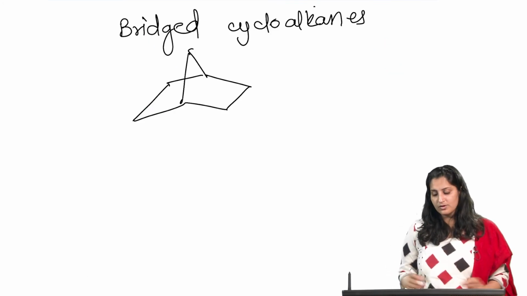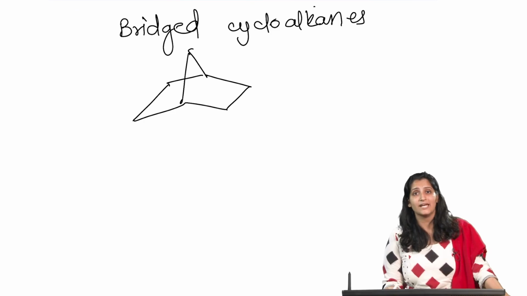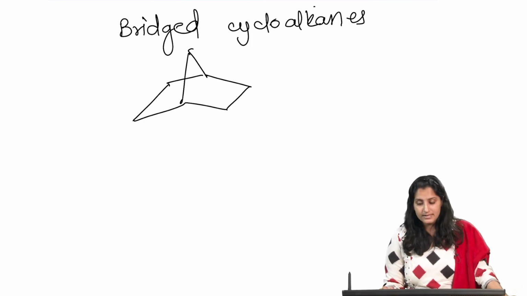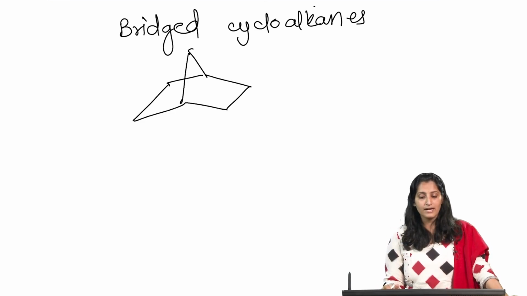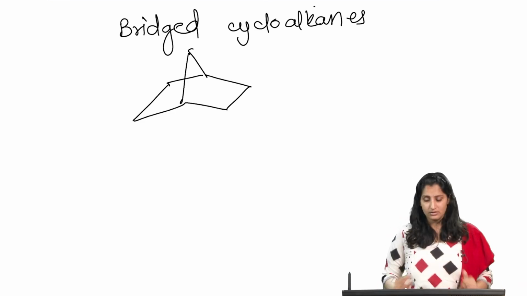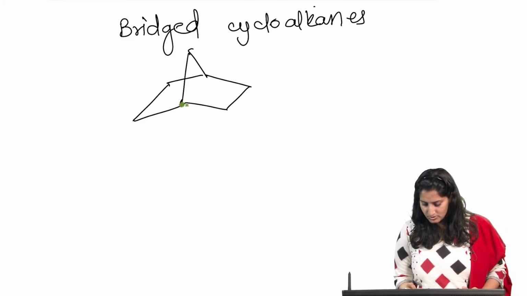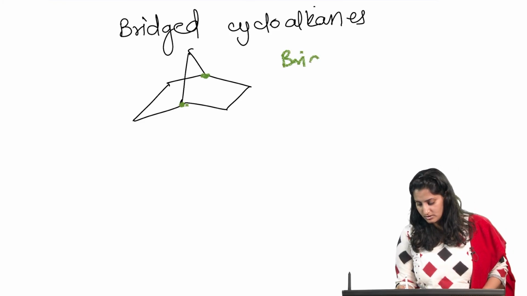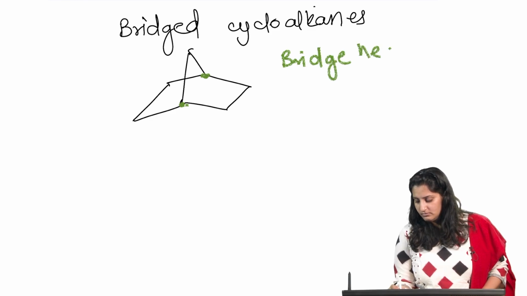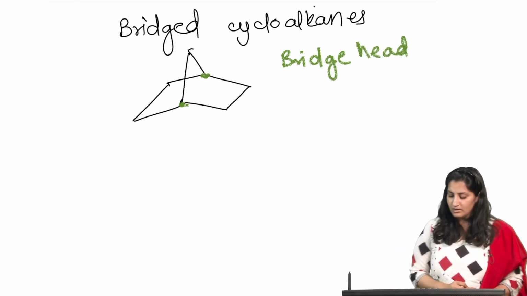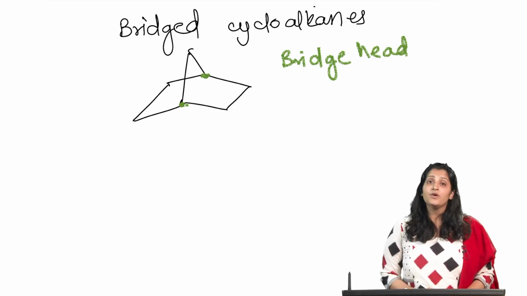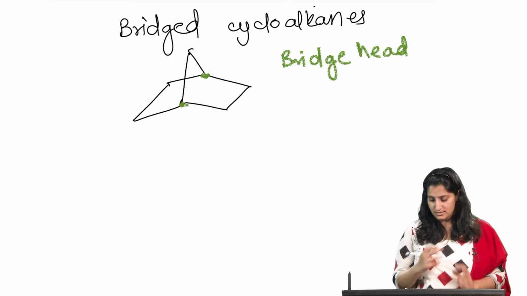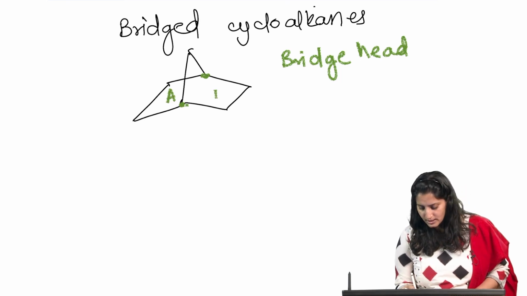So, now what we are going to look at is bridged cycloalkanes, or these are also called bicyclo compounds. So, in this particular example, as you can see, you have a compound that has a bridge in between the 2 carbons, right. So, these 2 carbons are also called bridgehead carbons. Okay. So, these are the bridgehead carbons. Now, when we want to name bicyclo compounds, what we do is we first identify the rings. So, in this case I have 2 rings, A and B.